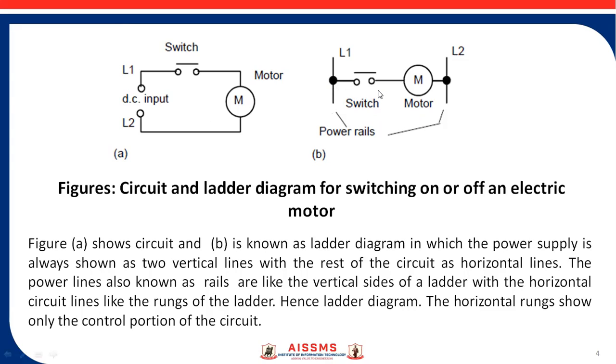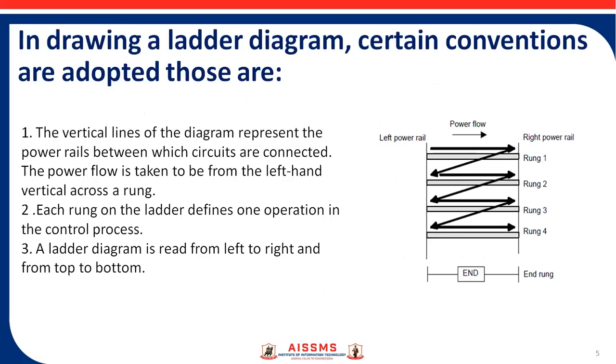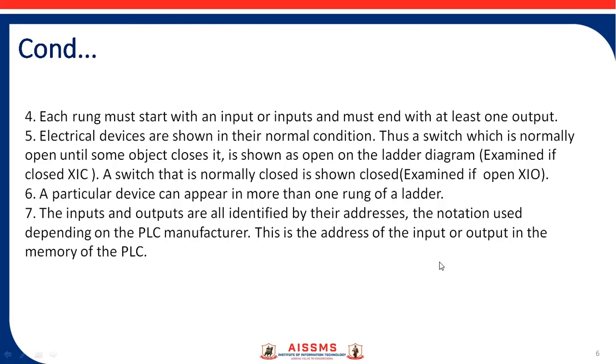The horizontal rungs show only the control portion of the circuit. Now, in drawing a ladder diagram, we have to follow certain conventions. Those conventions are: first, the vertical lines of the diagram represent the power rails between which circuits are connected. The power flow is taken to be from the left-hand vertical across the rung, so power flow is from left to right. Each rung on the ladder defines one operation in the control process. The ladder diagram is read from left to right and from top to bottom. Each rung must start with an input or inputs and must end with at least one output.